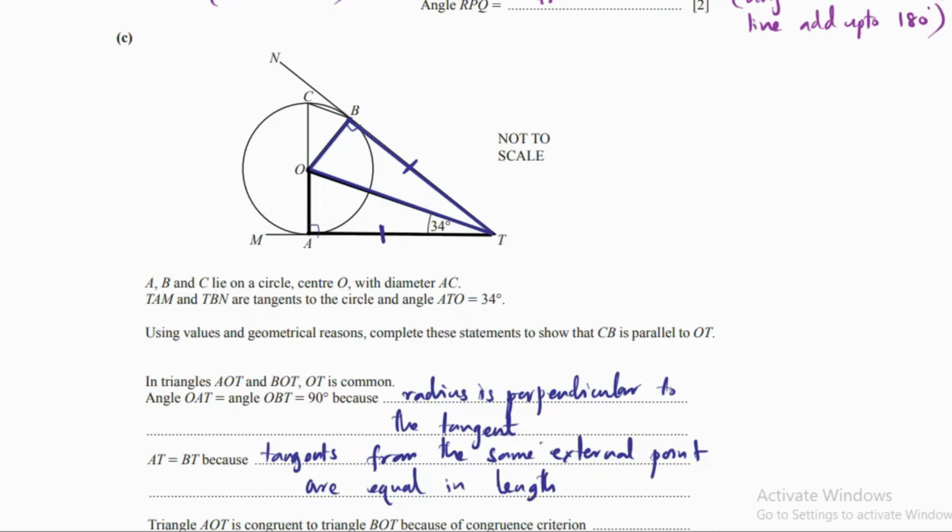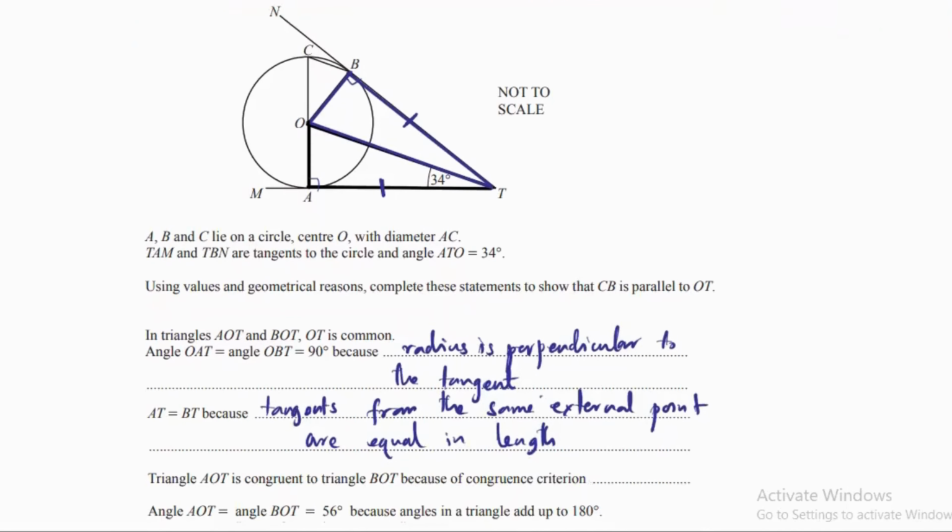So tangents from the same external point that are drawn to the same circle are equal in length, or we can just write it this way. Then due to these reasons, now we have 3 reasons. One is OT is common. There is a 90-degree angle. The other one is that there is another side that is equal.